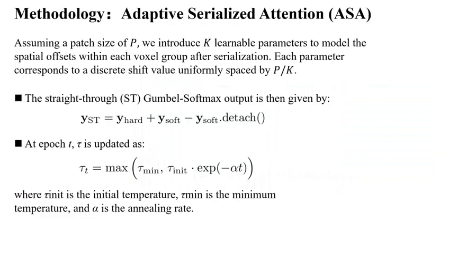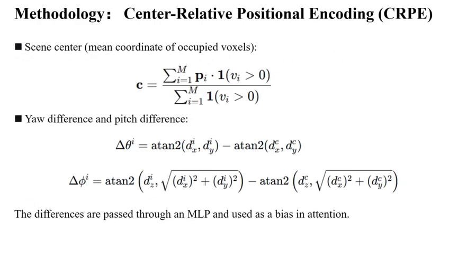Next, we show how ADA-S-Former achieves adaptive receptive fields for serialized attention. Adaptive serialized attention (ASA) introduces k learnable parameters to model spatial offsets within each serialized voxel group, where each parameter corresponds to a discrete shift uniformly spaced by p/k. Using straight-through Gumbel softmax with temperature annealing, ASA dynamically adjusts receptive fields across layers. This breaks the limitations of fixed grouping and enables efficient global spatial dependency modeling with low memory cost, significantly improving scene completion quality.